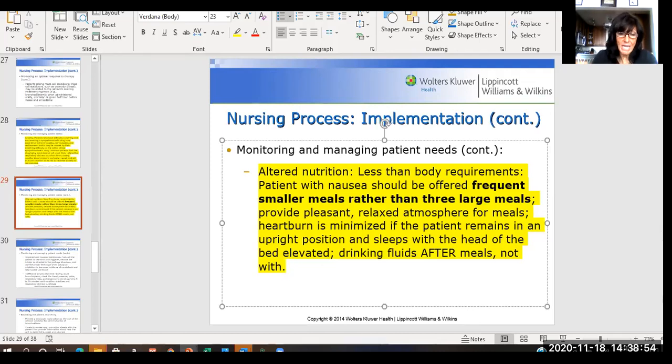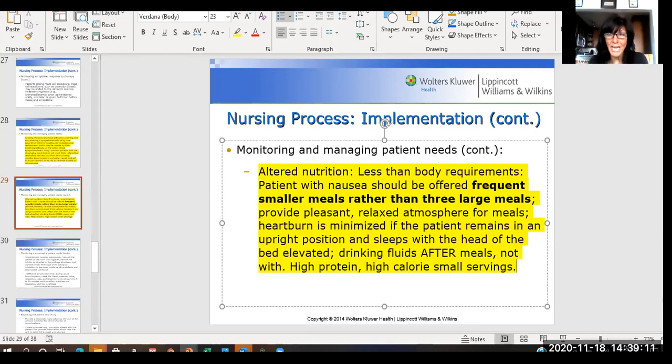And you want to give them high protein, these are right out of ATI, high protein, high calorie, okay, small servings. So in other words, the most bang that you can get for the buck. You will see them drinking protein shakes, those kinds of things, which are great because at least they're getting nutrition, right? And they're more likely to do that than they are to sit down and eat a meal. Like I said, they won't be able to breathe. So that's super important.